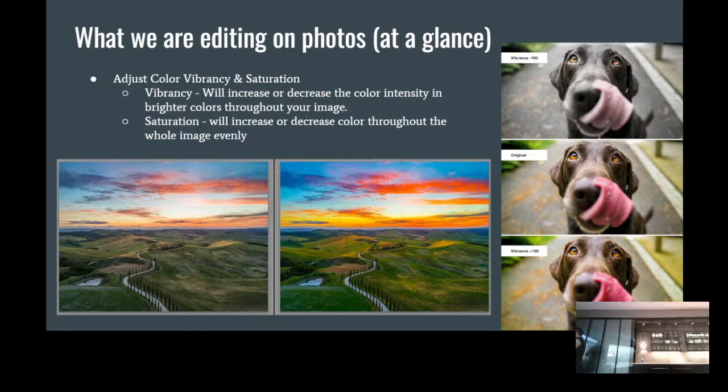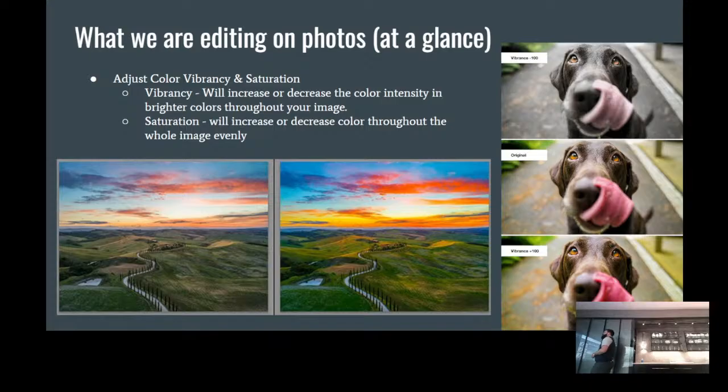Then you get to more vibrancy, and now the tongue is too pink. It almost looks like salmon. From there, the background is very yellowy and green. It's just too much. The original had a good amount. The plus 100 has too much, but the minus 100 has too little. Now that's just the color intensity on those images.